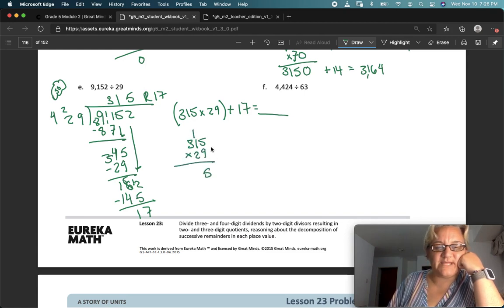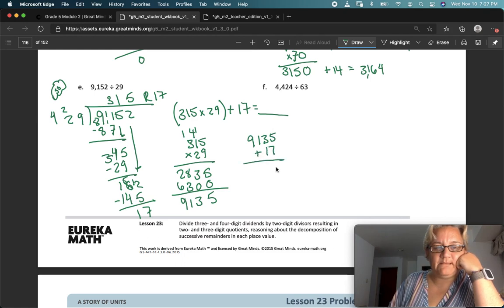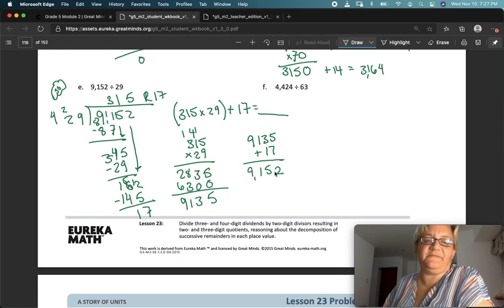Look at all this multiplication practice you're getting. 13, carried 1, 27, 28, then the 0, 0, 1 is 3, and 6. Okay, that's, wait a minute. Yep, 5, 3, 8, 9, 10, 11, carry 1, 7, 8, 9, 9, 1, 3, 5, plus 17 is 2, 5, 1, 9,152, which is our dividend. Good.